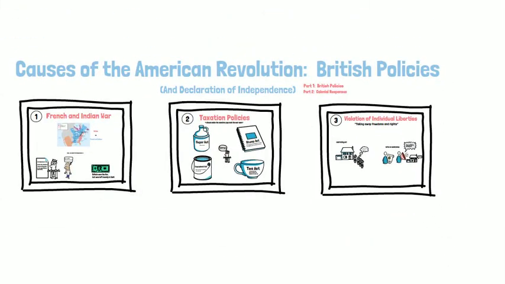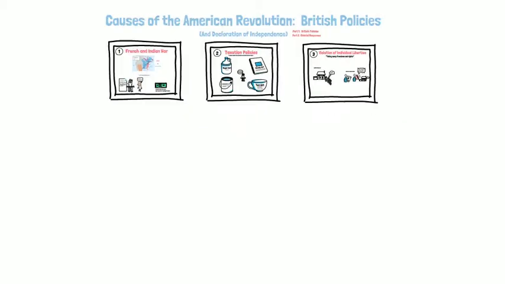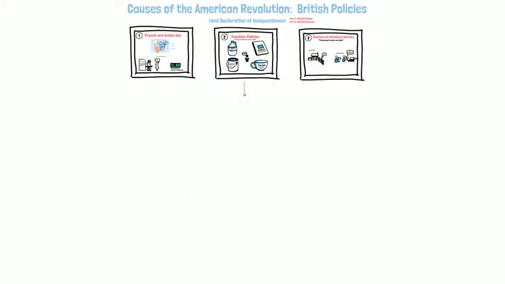To recap, the combination of the French and Indian War, British taxation, and the British policies that took away the colonists' liberties were all causes of the American Revolution and led to the writing of the Declaration of Independence. Okay, now that we've talked about the British policies that led to the Declaration of Independence and the American Revolution, let's talk about how the colonists responded to those policies.